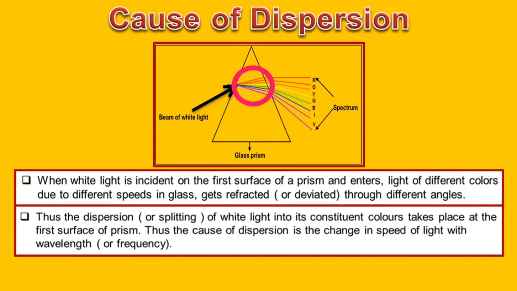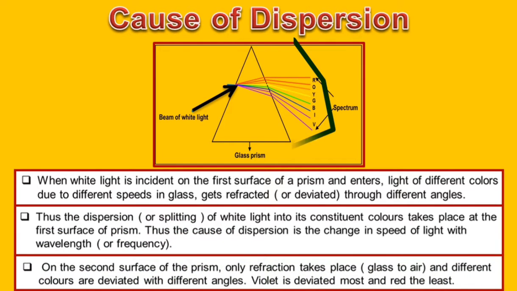The cause of dispersion is the change in speed of light with respect to wavelength, or frequency. On the second surface of the prism, only refraction takes place, glass to air, and different colors are deviated with different angles. Violet is deviated most, and red the least.